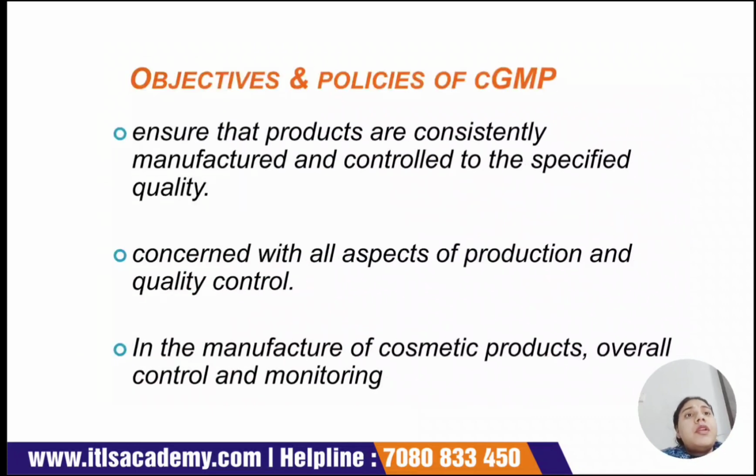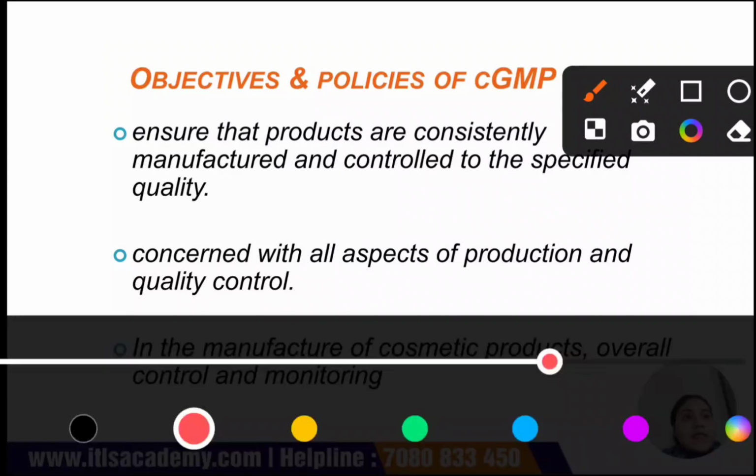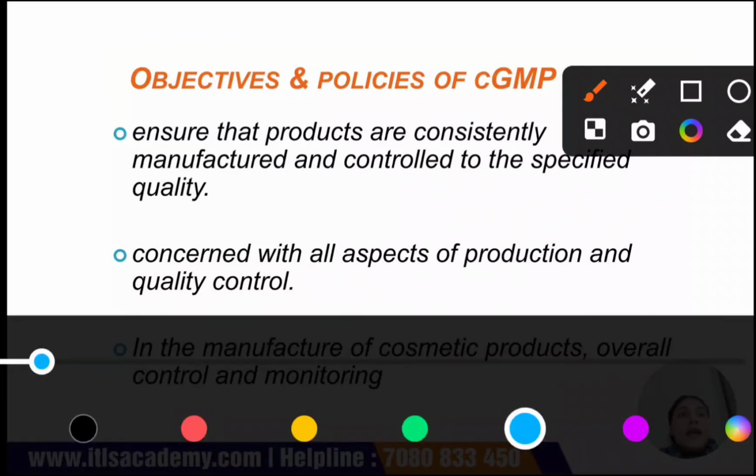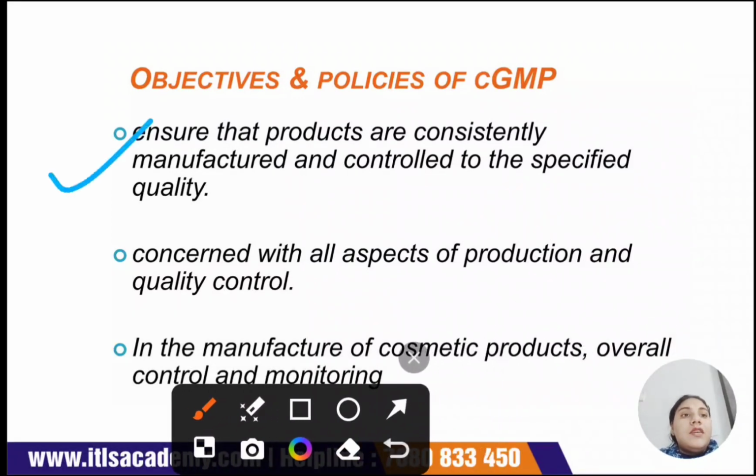Now comes the important part: what are the objectives of the CGMPs? The first objective is to ensure that products are consistently manufactured and controlled to a specified quality. That means to check and assure that the products being manufactured in this particular industry are produced in a controlled way, to a specified quality.